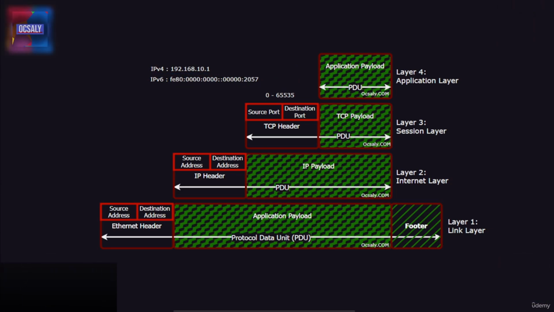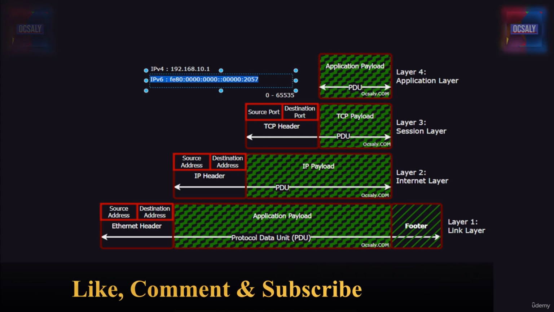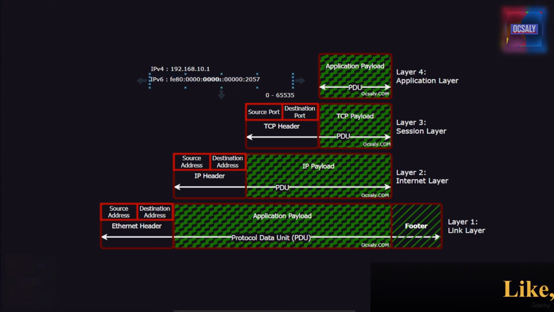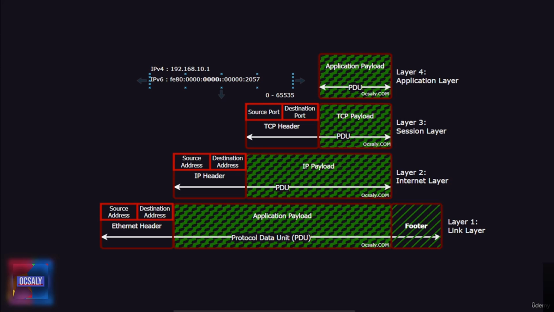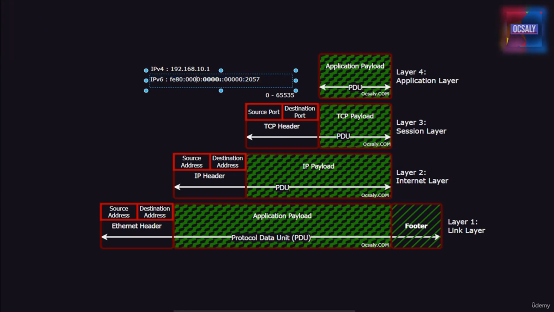Long strings of zeros, as you can see here, are collapsed into two colons. For example, if you want to write this IP version 6 number more easily, you can also write it like that. For example, 1, 2, 3 here.